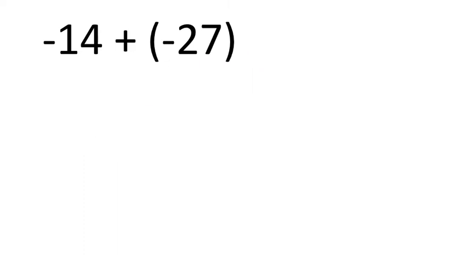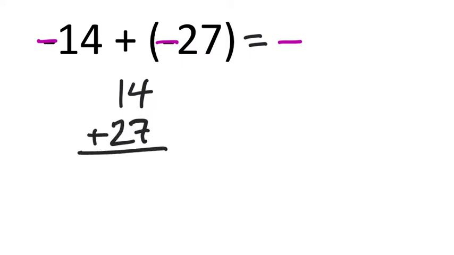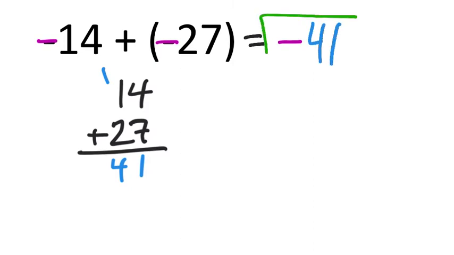Negative 14 plus negative 27. Again, the first thing we need to do is determine the sign of the answer. Both of these are negative, so I know my answer is a negative. Then I just need to take the two numbers. Since it's the same signs for both numbers, we take the two numbers, 14 and 27, and we add these together. 4 plus 7 is 11, carry the 1. 1 plus 1 is 2, plus 2 is 4, 41. So combining that with the negative that we found before is a negative 41. That'd be our final answer for this one.